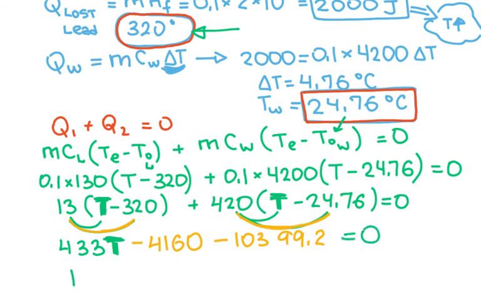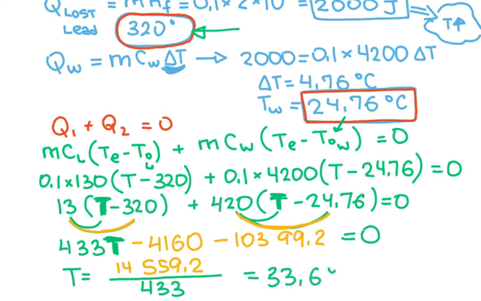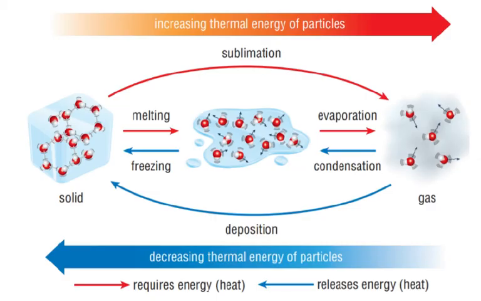So now solving for T, it is 14,559.2 divided by 433, and that is equal to 33.6 degrees Celsius. So the final temperature of both after they reach equilibrium is going to be equal to 33.6 degrees Celsius. So that was a little addition to our thermodynamics and heat lessons.